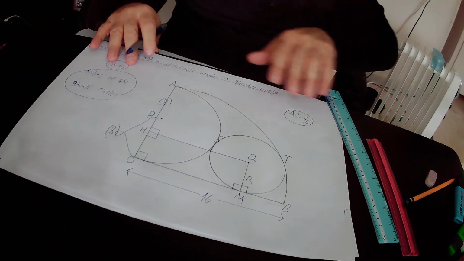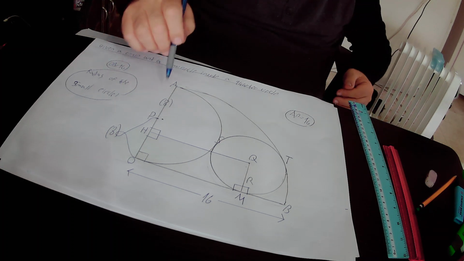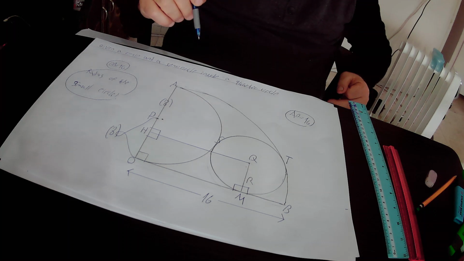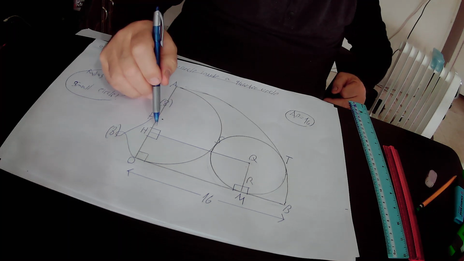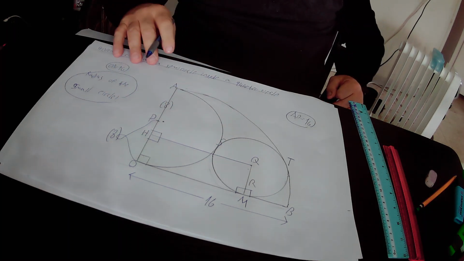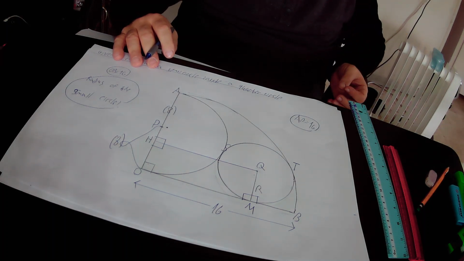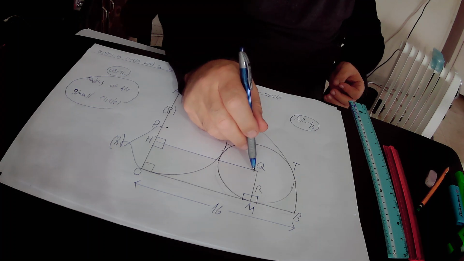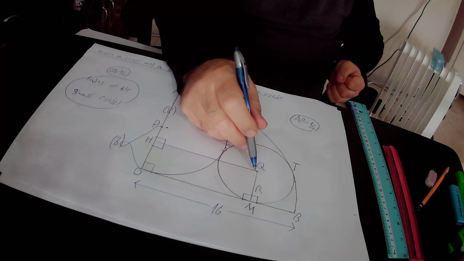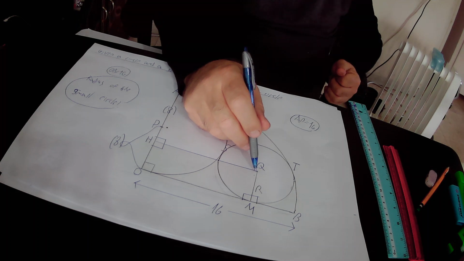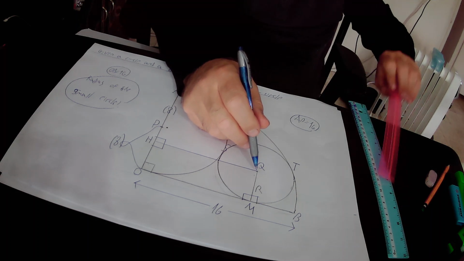By doing this construction, we created a quadrilateral HQMO. This is quadrilateral HQMO. Inside this quadrilateral, we have 1, 2, 3 right angles. The sum of 3 right angles is 270 degrees. So 270 degrees plus the size of this fourth missing angle, in total they must equal 360 degrees, according to the rule that the sum of the angles in any quadrilateral is equal to 360 degrees. Therefore this fourth missing angle must also be equal to 90 degrees.